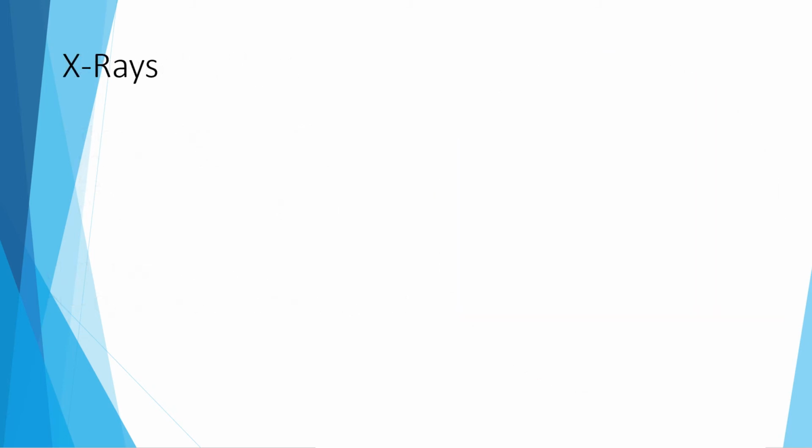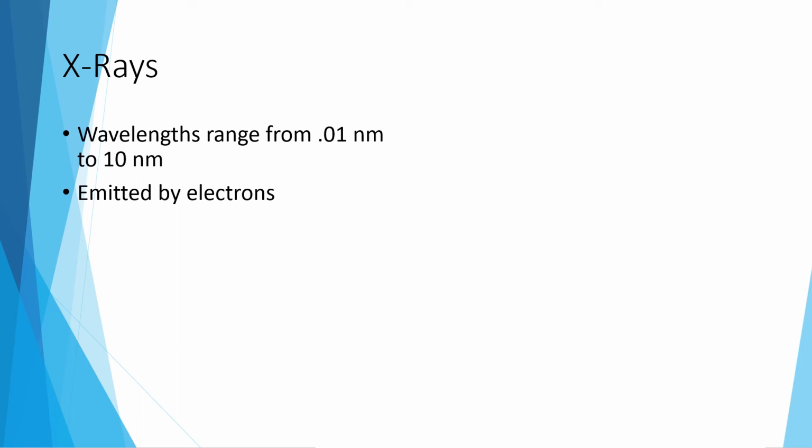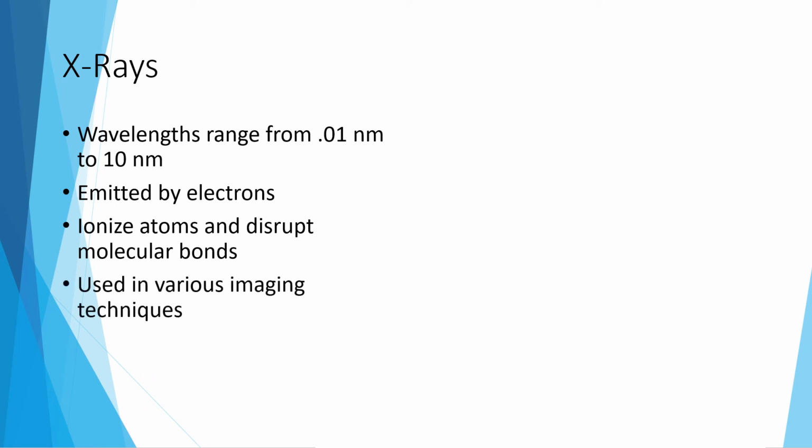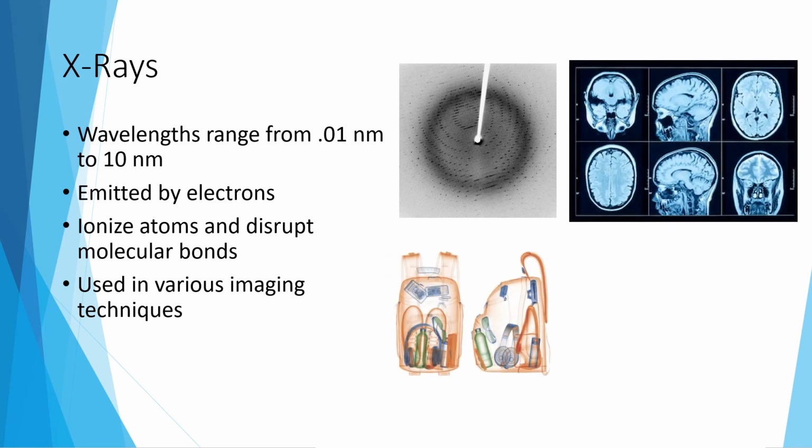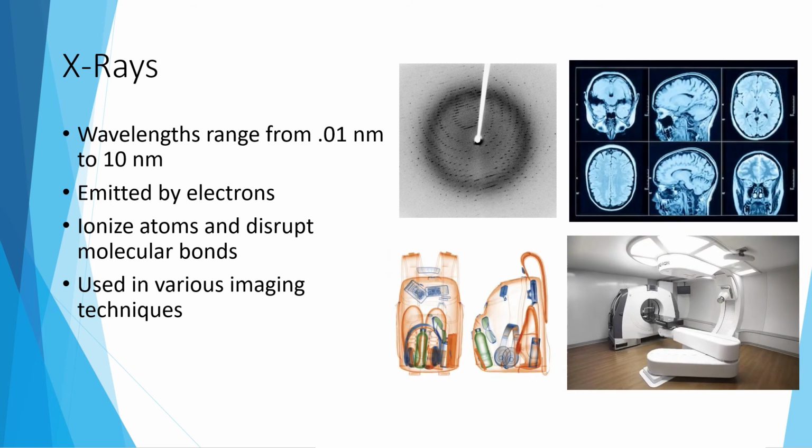X-rays have wavelengths in the range of 0.01 to 10 nanometers. They have enough energy to ionize atoms and disrupt molecular bonds, which makes them harmful to living tissue and can cause radiation sickness and increased risk of cancer. However, this slight increase in health risk is outweighed by the benefits of X-ray imaging in medical examinations. X-rays are used in X-ray crystallography to help determine the crystal structure of molecules and compounds, CT scans, airport security imaging, and in some cancer treatments.